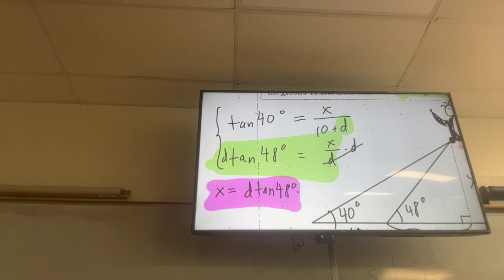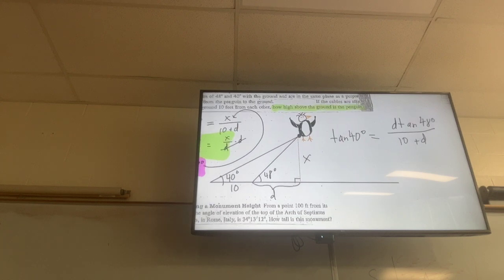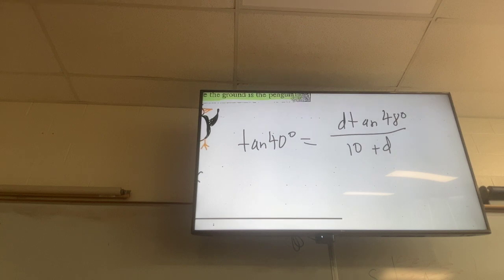So let's sub that in up here then for x. We get tangent of 40 degrees equals d tan 48 degrees over 10 plus d. Okay? Now we've got one equation and one unknown. I can solve what's on the screen there for d.